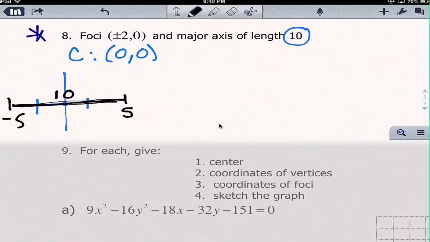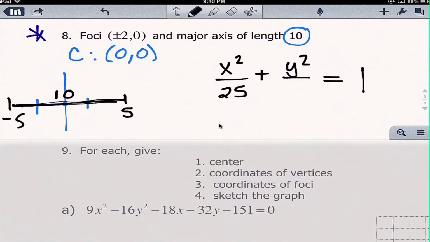Now what that helps me with, okay, I know it's going to be x squared plus y squared is equal to 1. The reason why it's x squared and y squared is because the center is (0, 0). This length of 10 tells me I'm going 5 to the right and 5 to the left. Since that is going right and left, that would make my denominator for x squared 25, because I'm taking 5 and I'm squaring it.